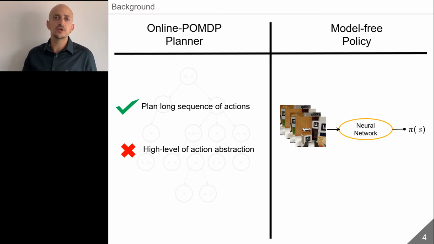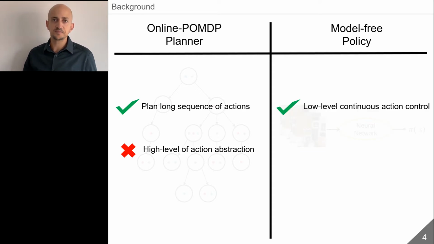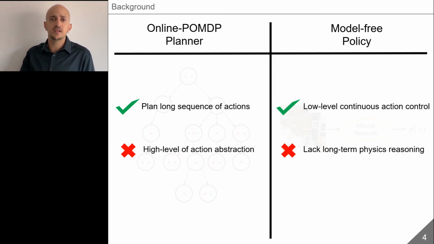Alternatively, model-free policies can control the robot in a low-level continuous action space, and by integrating memory units into their structure, say an LSTM layer into a neural network controlling the robot, they could even act in a partially observable environment. On the downside, however, they lack the ability to reason over long action sequences, particularly when physics is involved.